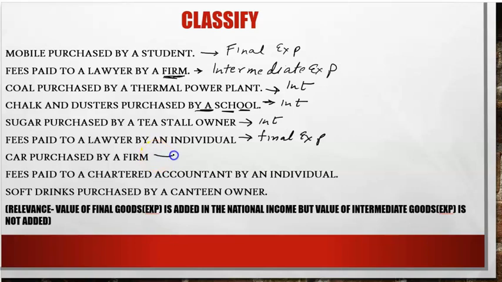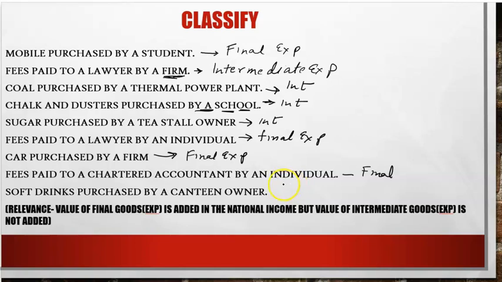Car purchased by anyone except the dealer is a final good और फाइनल एक्सपेंडिचर. लॉन्ग टर्म चलने वाली है, जल्दी खराब नहीं होगी. अगर फर्म की जगह इंडिविजुअल भी होता तब भी फाइनल एक्सपेंडिचर होता. फीस पेड टू अ चार्टर्ड अकाउंटेंट बाय एन इंडिविजुअल, अगेन फाइनल कंज्यूमर इज यूजिंग द सर्विस, देयरफॉर इट इज अ फाइनल एक्सपेंडिचर.